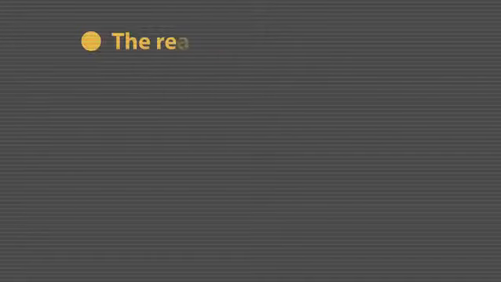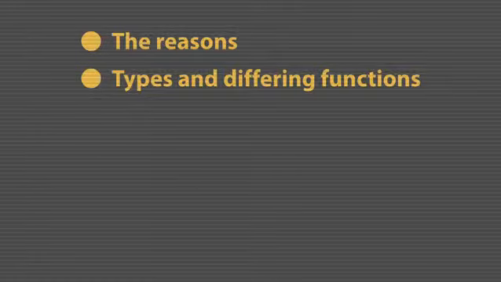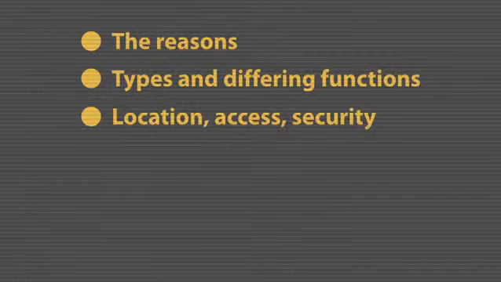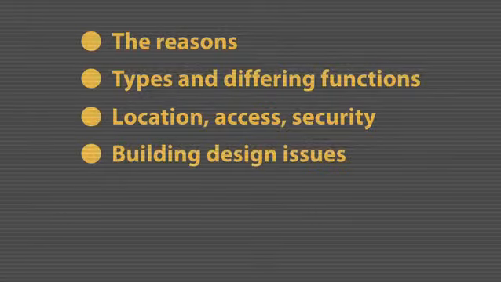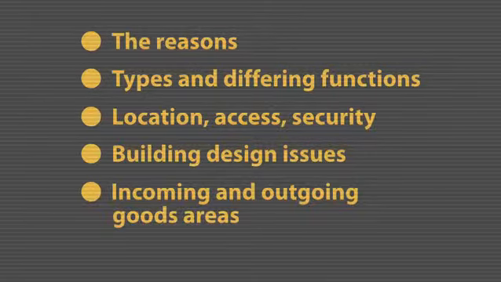In this presentation, we're going to talk about storage facility design with a particular emphasis on sites and buildings. The subject areas we're going to cover are the following: the reasons for storing cold chain products, storage facility types and their differing functions, site location, access and security issues. We'll then move on to general building design issues and finish off with the design of incoming and outgoing goods areas.